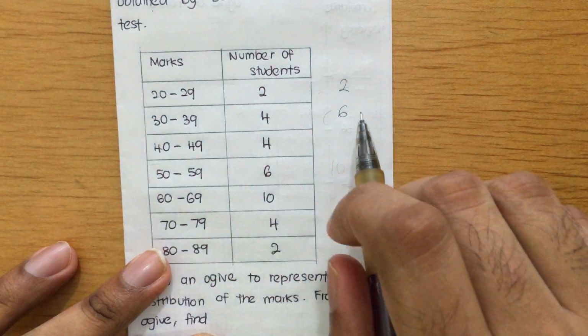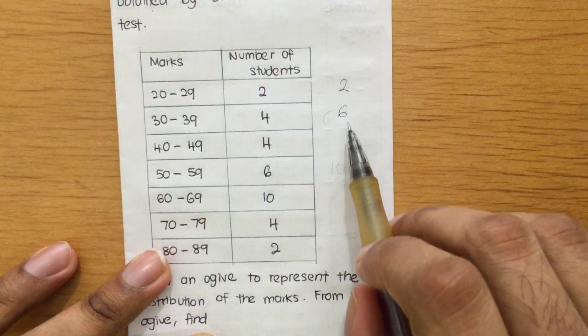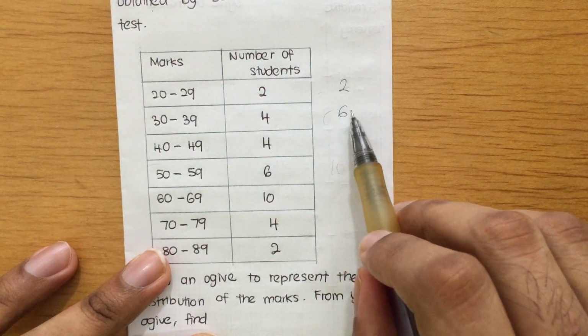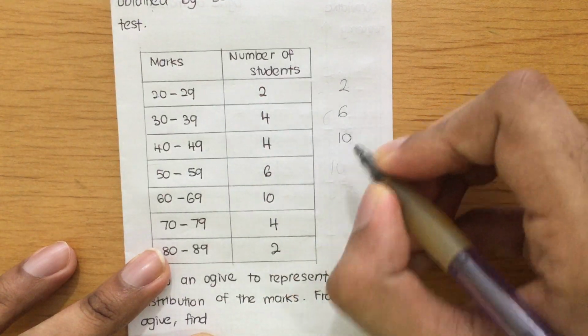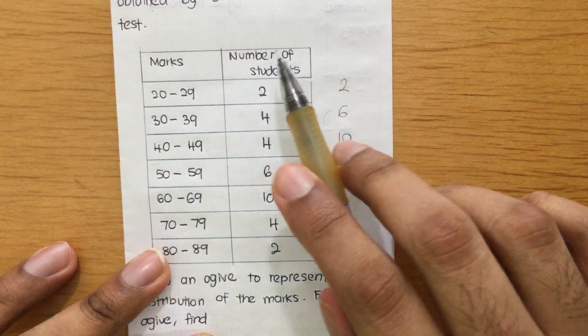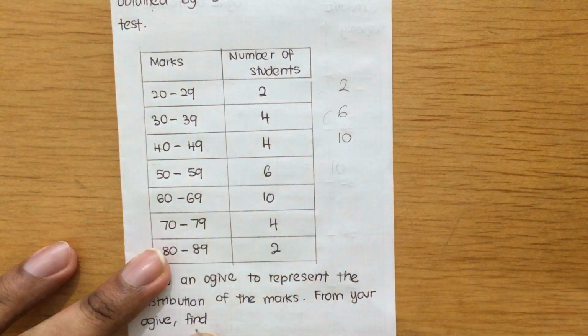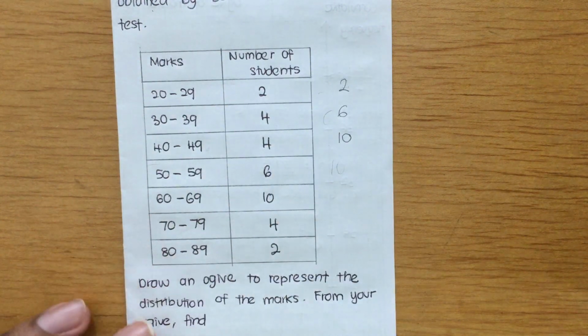And the same thing goes for the next data. So the cumulative frequency for the next is 6 plus 4, and then you get 10. So this is the difference between a normal frequency and a cumulative frequency guys. Okay, back to our solution.